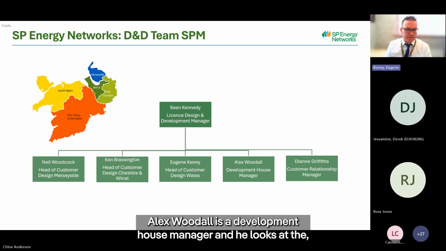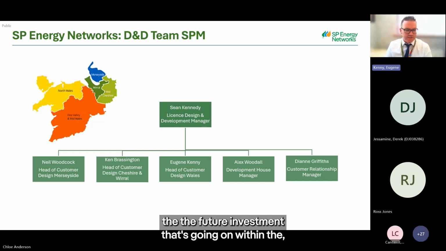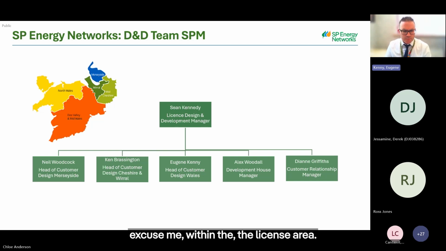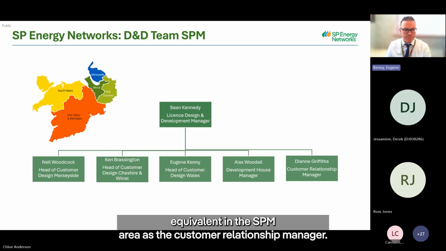Alex Woodall is the development house manager, and he looks at the future investment that's going on within the license area. And Diane Griffiths is Nicola's equivalent in the SPM area as the customer relationship manager.